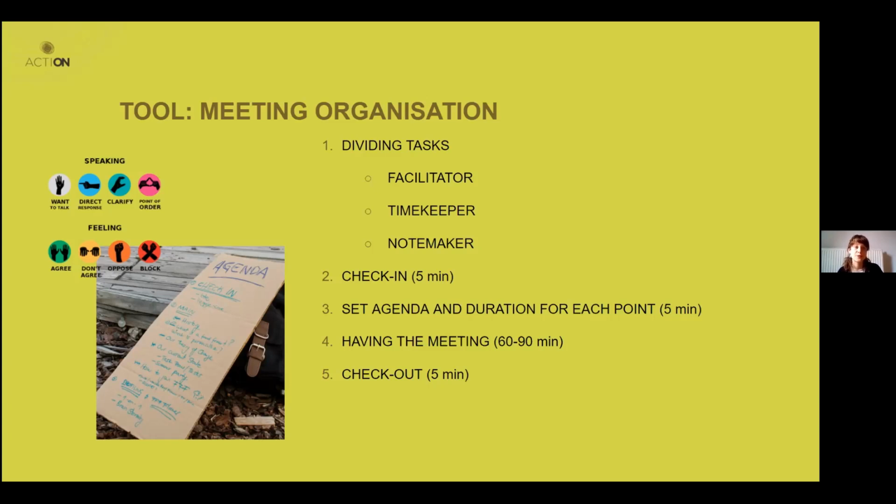Then we announce a note maker that writes a protocol, because we aim to have our meetings as accessible as possible. So when somebody cannot participate, they have the chance afterwards to understand what we were talking about and what conclusions we came to. And also people who would onboard on a later episode can look it up.